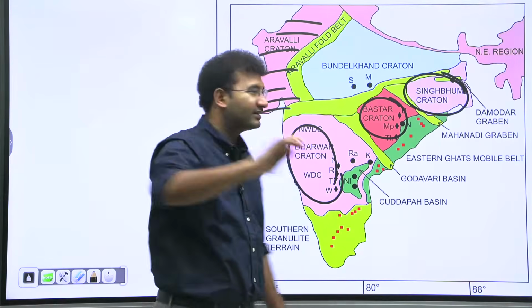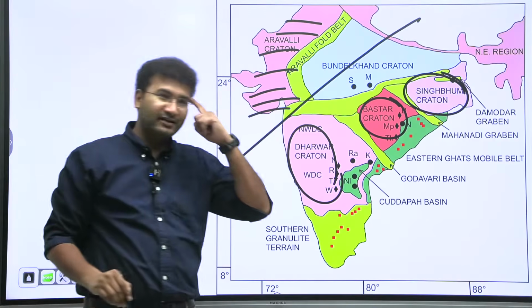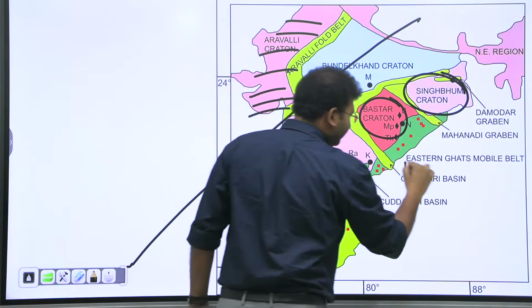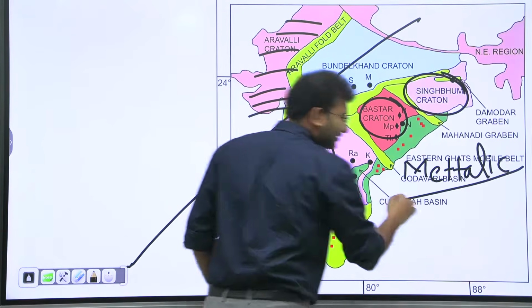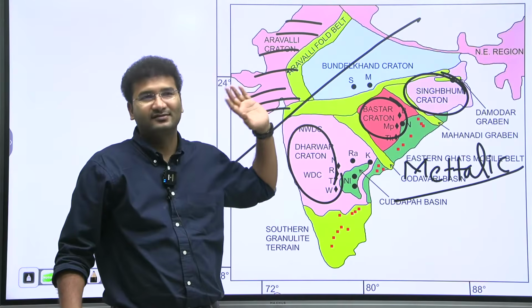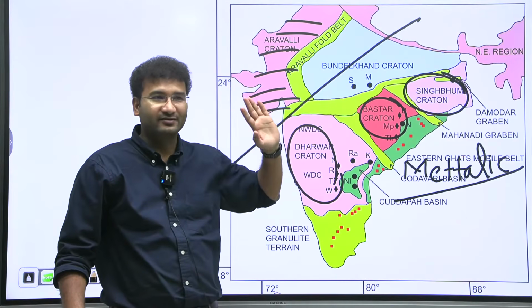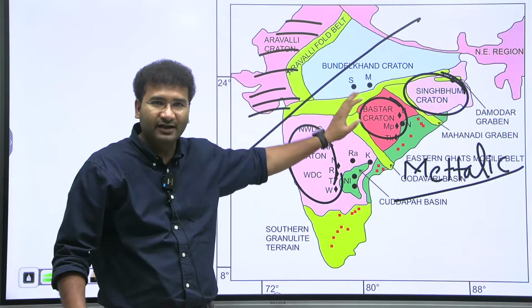Metallic and non-metallic. See, basically, if I draw a line like this, your common sense will say that this is the area of metallic minerals. This is the area of non-metallic minerals. Elimination. Simple. Remember it from now on, right? Heavy metals will be there. Let's say iron, you'll get it here.